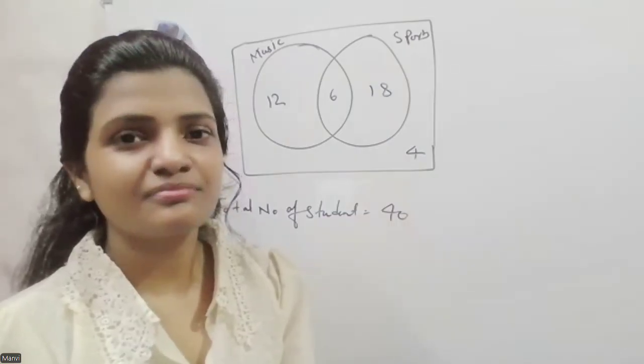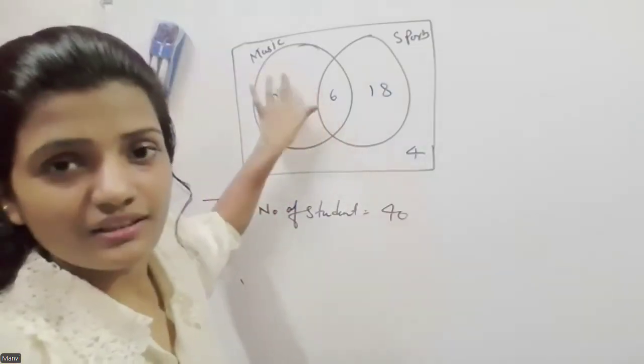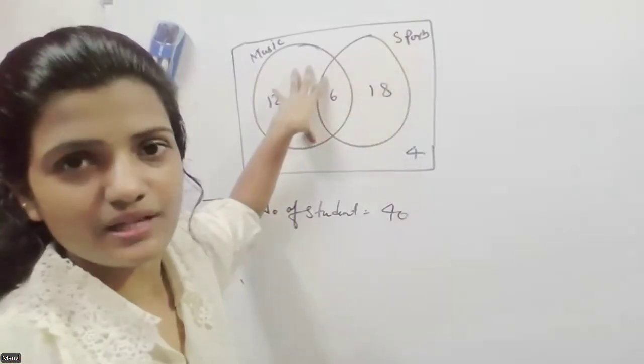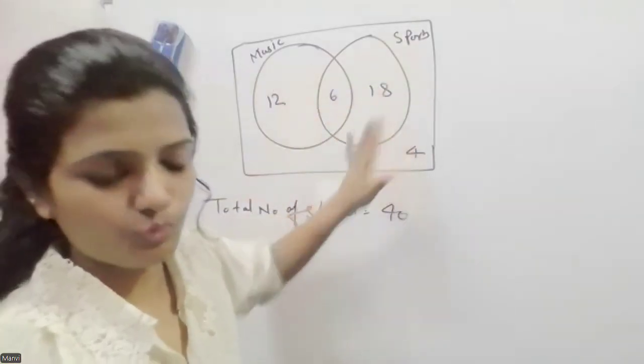It's 18 and 4. Why 18 and 4? Because this 6 like music also, right? This 18 like sport means this 18 doesn't like music at all. And this 4 also doesn't like any sports, so we need to add that too. Very good.